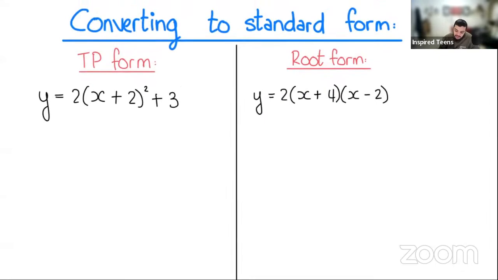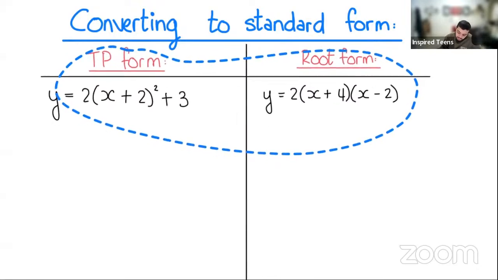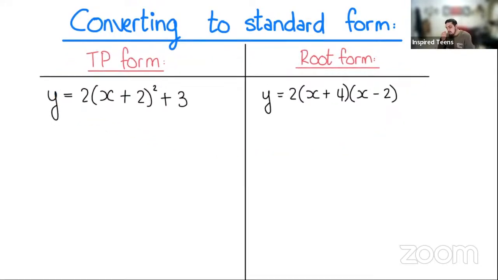Let's look at converting to standard form. So why would you want to convert to standard form? You'll see there are many questions where you would want to convert to standard form. For what reason? Perhaps there's a question where they want you to solve it. Sometimes they'll tell you, give the equation in the form ax squared plus bx plus c. Then you'd need to know how to convert from TP form to standard form. Okay, so how do you do that?